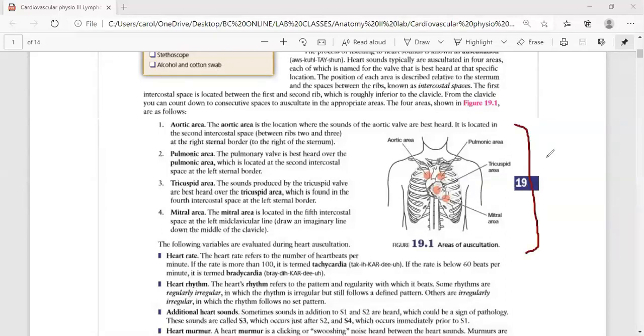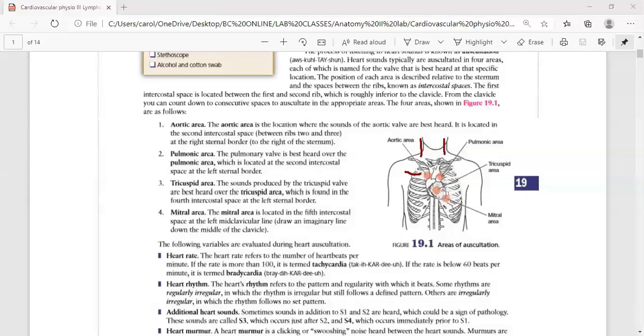So one of them is going to be the aortic area, pulmonic area, tricuspid and mitral area. Basically it's the second intercostal space, this one right here. So it's the intercostal space, not on top of the rib, because obviously that's going to cover the sound. It's going to block the sound, so it's better to do it in the space. So you do that on the right side, that's going to be aortic. You go to the second intercostal space, but on the other side of the sternum, that's going to be the pulmonic.